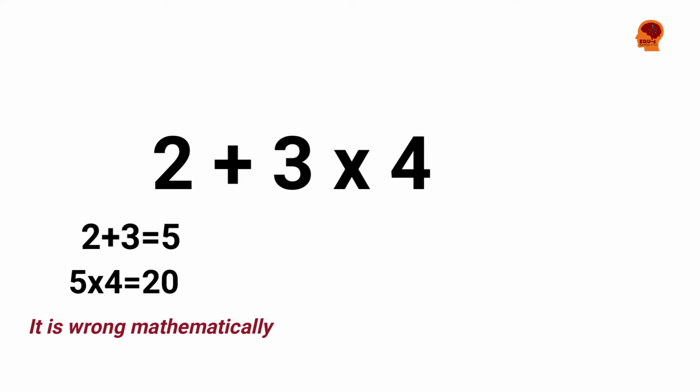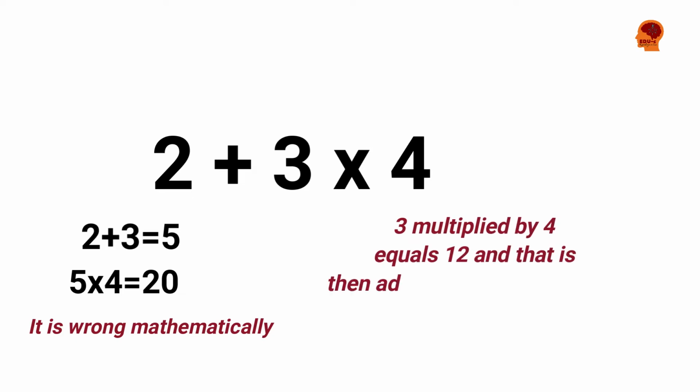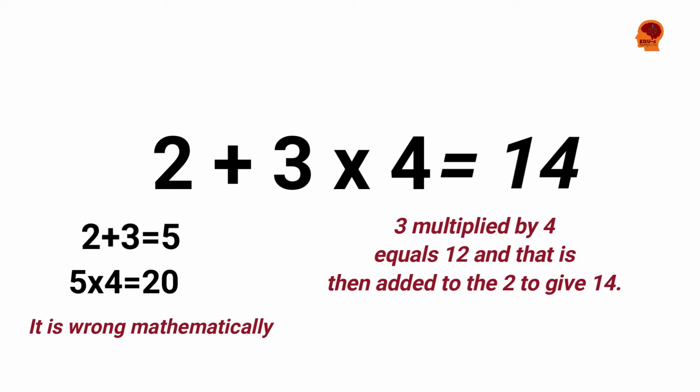If you look at the rules of BIDMAS and BODMAS, you will see that multiplication comes before addition, the two operations we are dealing with. Therefore, you should have dealt with the multiplication before the addition. The correct logic is 3 times 4 equals 12, and then you add your 2 to it, and it gives you 14.